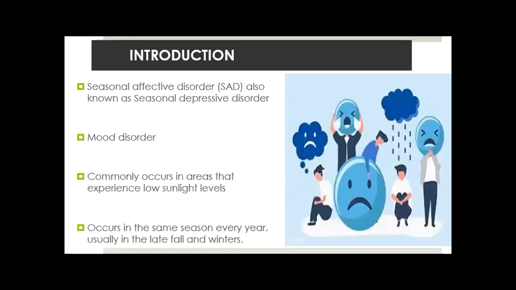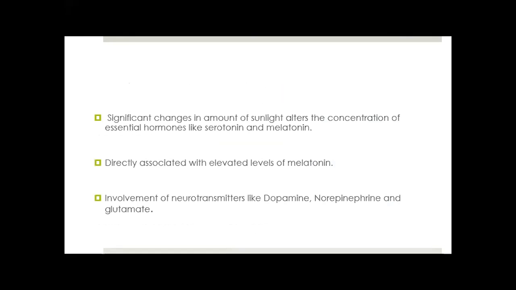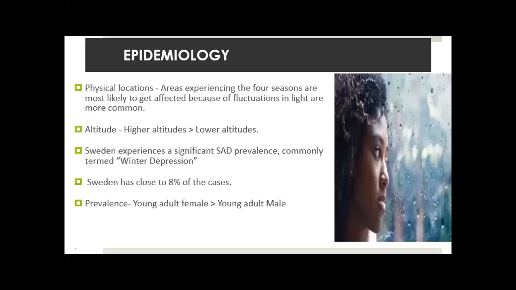Seasonal affective disorder, also known as seasonal depressive disorder, is a mood disorder which commonly occurs in areas that experience low sunlight levels and which occurs in the same season every year, usually in the late fall and winters. Significant changes in the amount of sunlight alter the concentration of essential hormones like serotonin and melatonin, which play an important role in the circadian rhythm, and which leads to seasonal affective disorder. Seasonal affective disorder is directly associated with elevated levels of melatonin. Involvement of neurotransmitters like dopamine, norepinephrine, and glutamate has also been hypothesized by various studies.